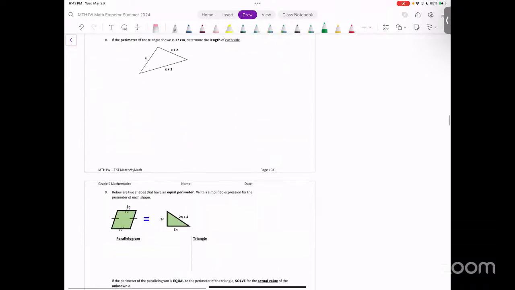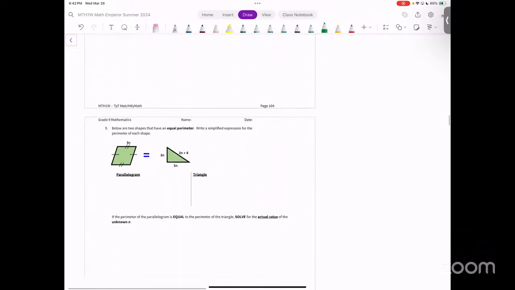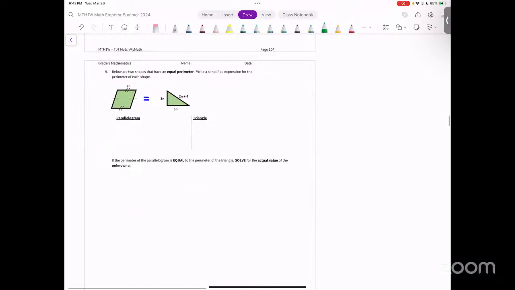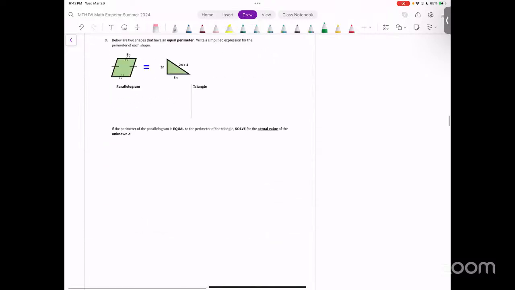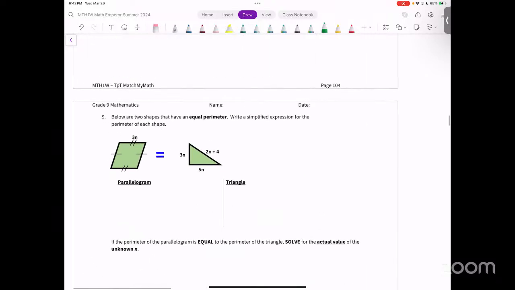All right. So I'm going to leave the other question for you guys to do. Actually, let's do one more practice. You guys are going to do number 9. Below are 2 shapes that have an equal perimeter. What does perimeter stand for? It is the distance around the shape. Write a simplified expression for the perimeter of each shape. And if the perimeter of the parallelogram is equal to the perimeter of the triangle, solve for the actual value of the unknown n. Can you just do that, please?